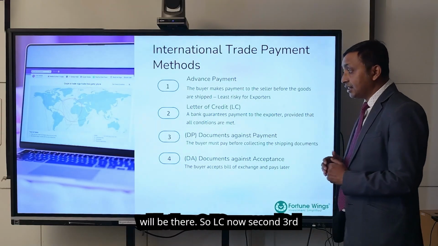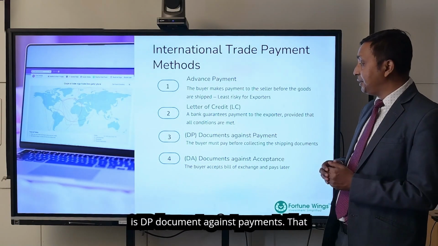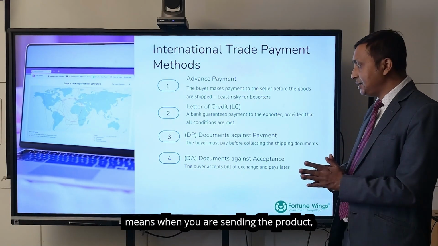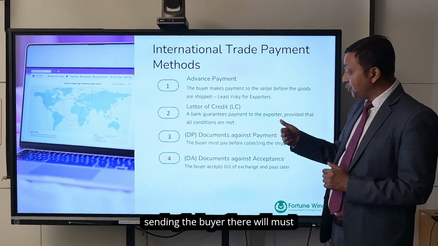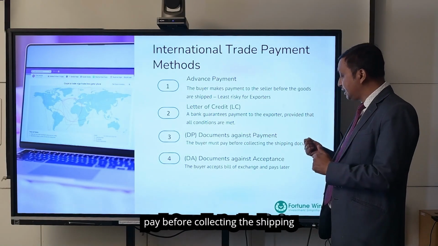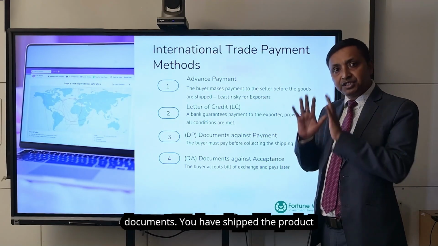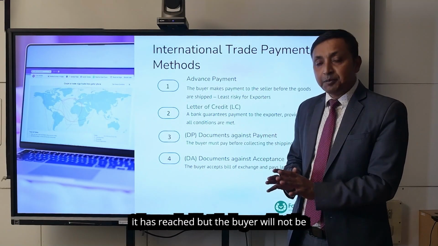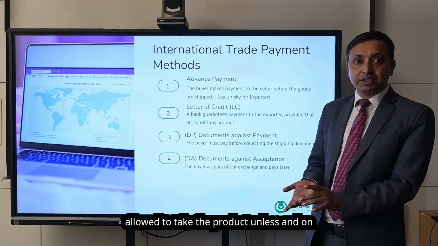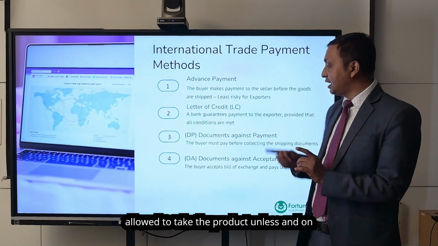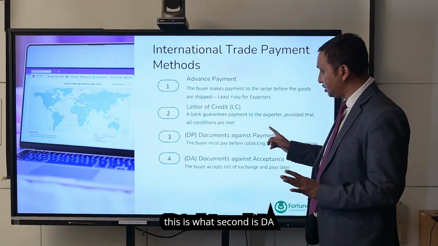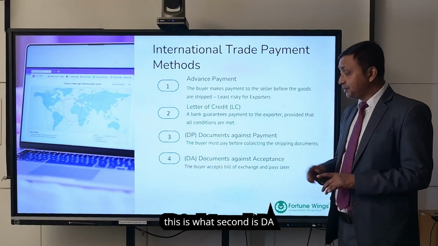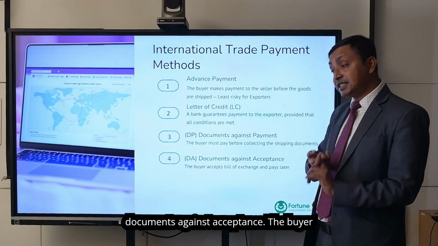So, LC. Third is DP, documents against payment. That means when you are sending the product to the buyer, he must pay before collecting the shipping documents. You have shipped the product, it has reached, but the buyer will not be allowed to take the product unless and until his payment is made. Your job is to make the product reach, and it has reached. Fourth is DA, documents against acceptance.